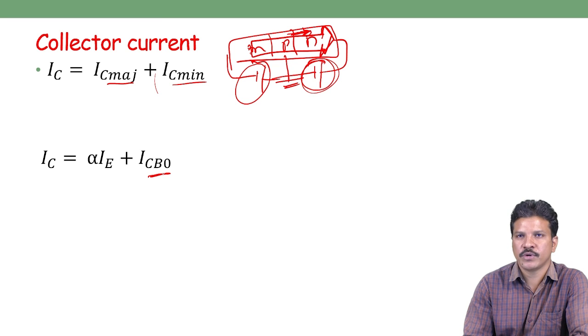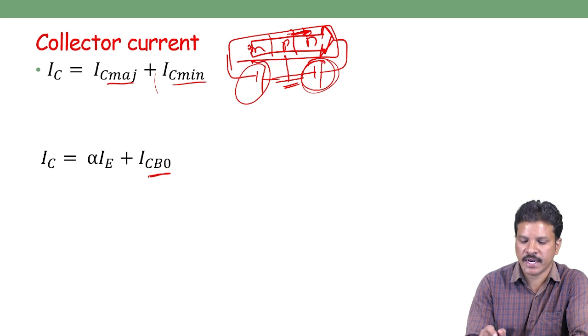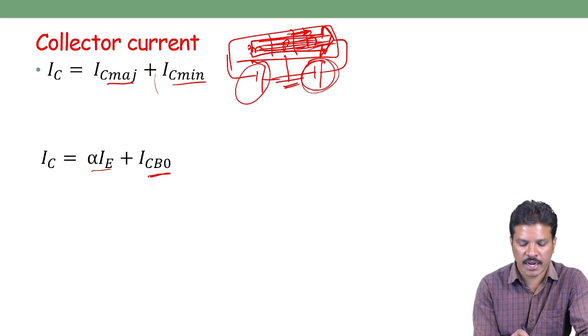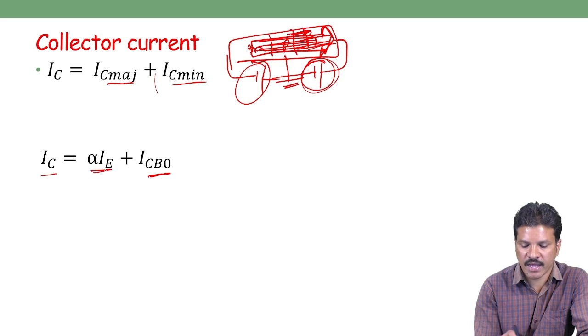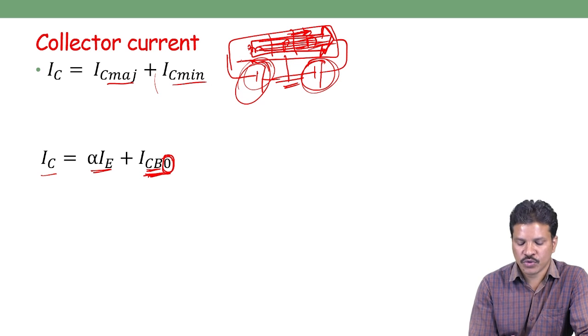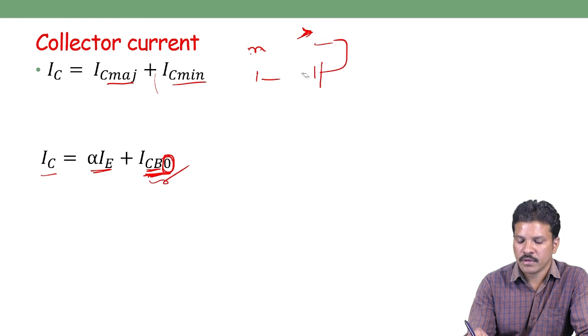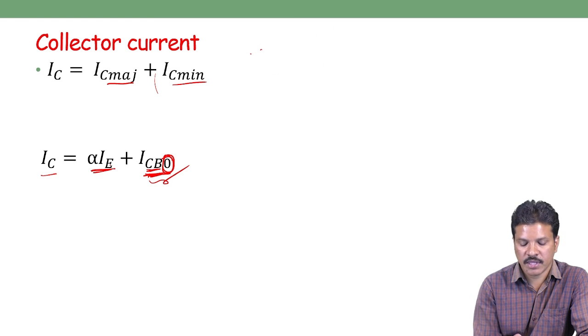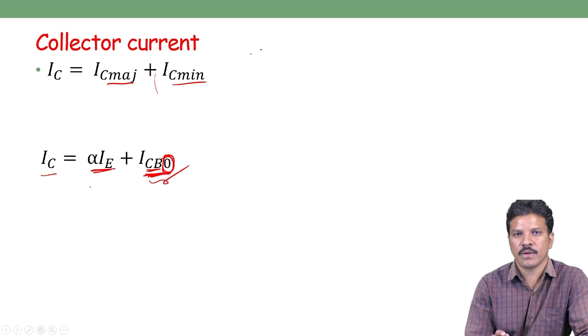When we neglect the output side, open circuit, and measure the input majority current, you will get the forward bias current which reaches the collector, which is called alpha IE. Alpha times IE. So collector current IC is equal to the majority current alpha IE plus the minority current ICBO. What is ICBO? Collector to base current when the emitter terminal is open. Emitter terminal open means the input forward bias is 0. So this type of minority current is represented by a small arrow, and alpha IE is the majority current from emitter to collector.